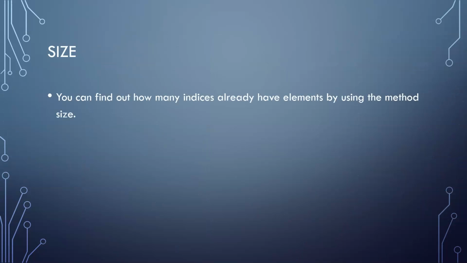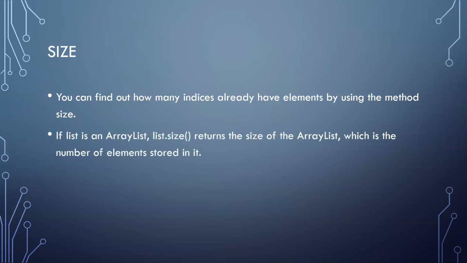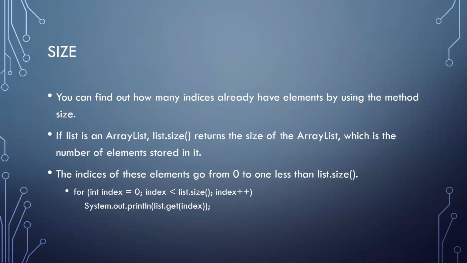So you can find how many indices already have elements by using the method size. If list is an array list, list.size simply returns the size of the array list, which is the number of elements stored in it. The indices of these elements will go from 0 to 1 less than list.size. So we just say for int index equals 0, index is less than list.size, index plus plus, and in the print line, list.get(index).